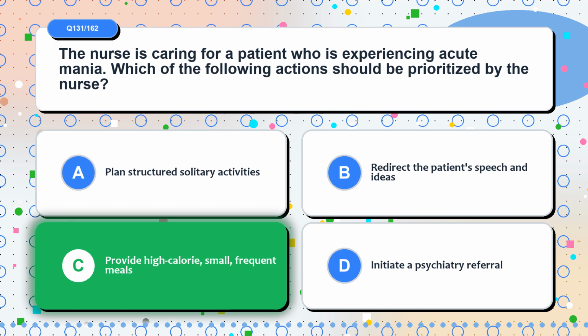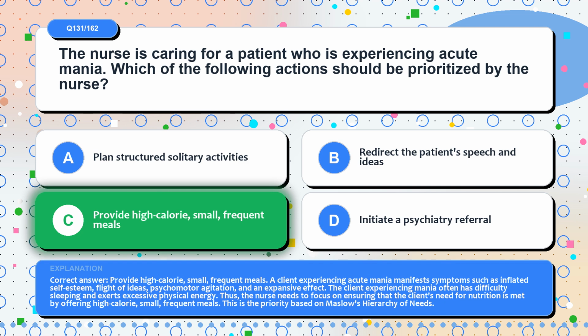Provide high-calorie, small, frequent meals. Correct answer. A client experiencing acute mania manifests symptoms such as inflated self-esteem, flight of ideas, psychomotor agitation, and an expansive affect. The client experiencing mania often has difficulty sleeping and exerts excessive physical energy. Thus, the nurse needs to focus on ensuring that the client's need for nutrition is met by offering high-calorie, small, frequent meals. This is the priority based on Maslow's hierarchy of needs.